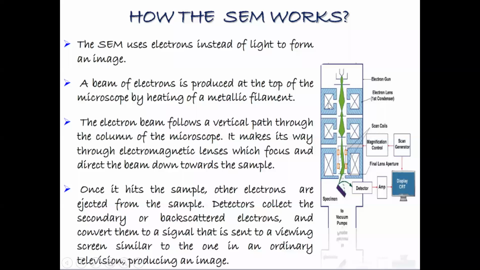Here there are two lenses, that is condenser lenses 1 and 2. Here is some magnification control, that is the coil, and then here is your sample. After the interactions with your sample, the signals can be detected by the detectors. So three kinds of detectors are there. Okay, and this is the final aperture.